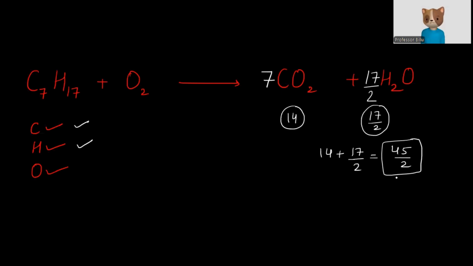We have to make the same amount of oxygen on the left side. So this is already 2. How to make this 45 by 2? If you multiply this by 45 by 4, this makes oxygen 45 by 2. Again, please see this is not the final reaction. In IGCSE, they will not give you marks for this balancing.